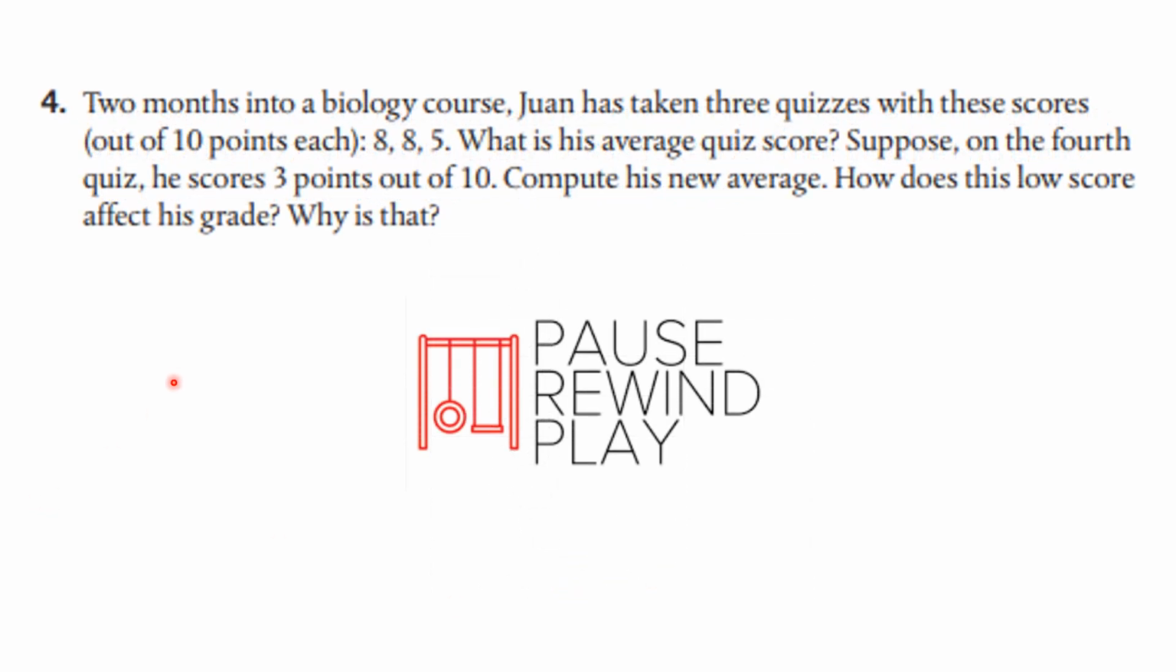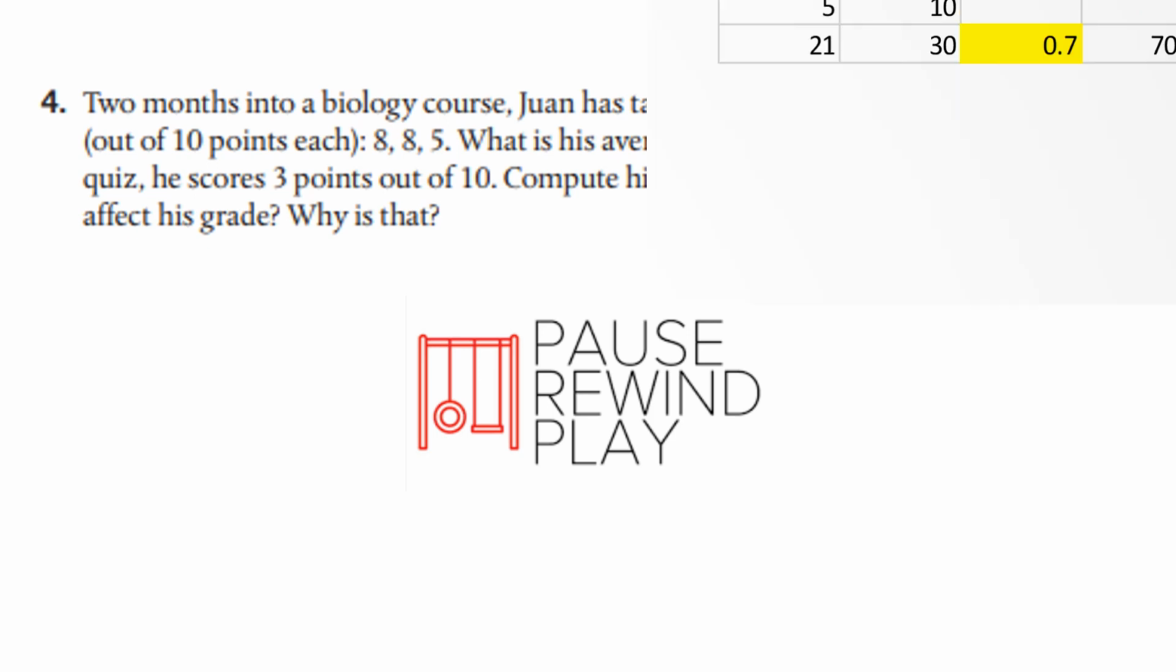Here's another example. 2 months into a biology course, Juan has taken 3 quizzes with these scores out of 10: 8, 8, and 5. So we ask, what is his average quiz score so far? But now on the 4th quiz, he gets 3 out of 10. What's his new average? And how did this low score affect his grade, and why does that happen? So please give this problem a go. Pause the video.